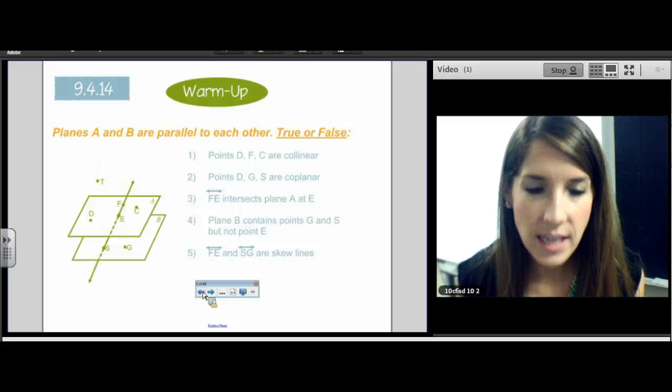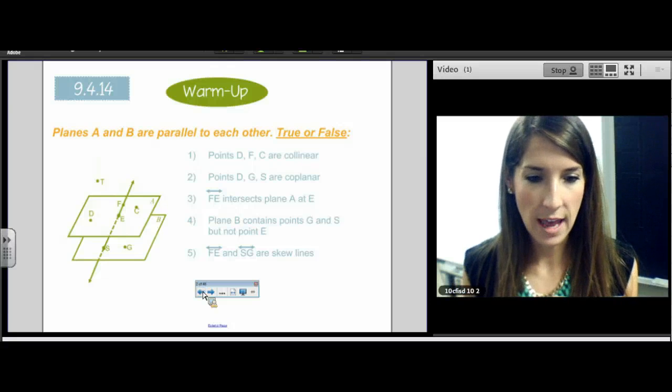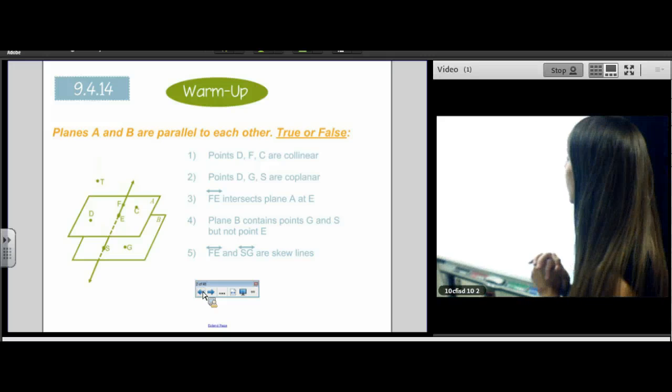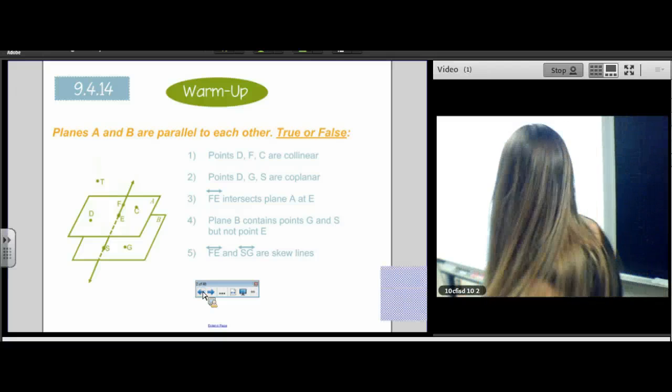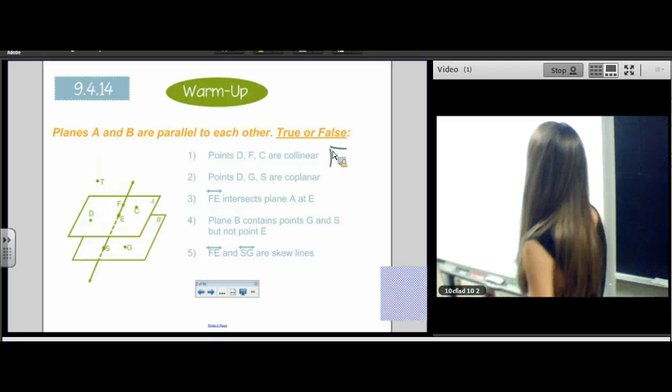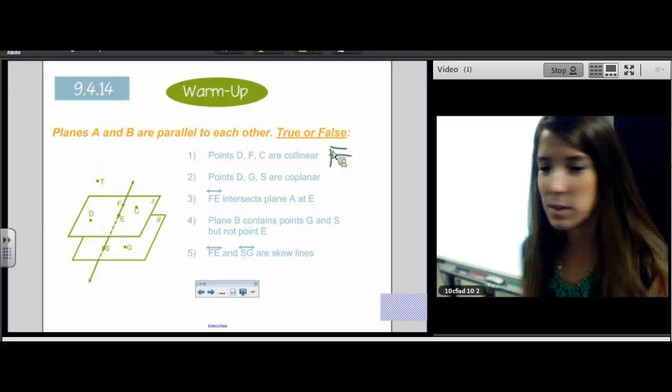Points D, F, and C are collinear. What'd y'all get? D, F, and C. I could draw a straight line through them. False. That one was easy. Stop insulting our intelligence, Miss Tanton.